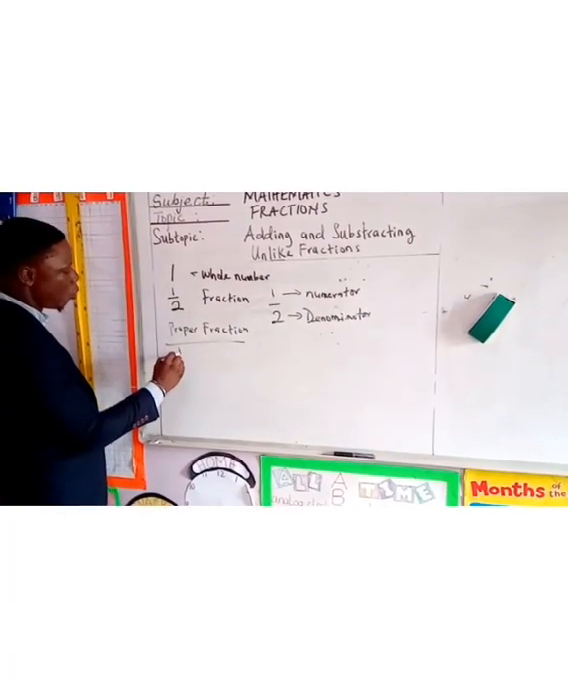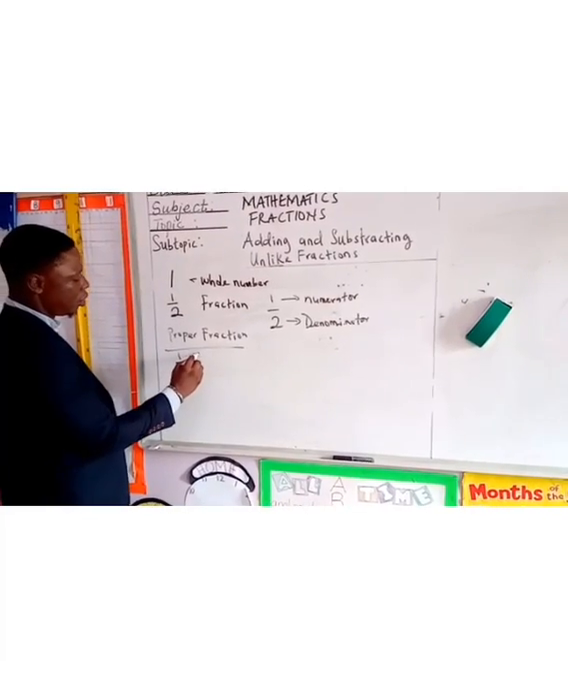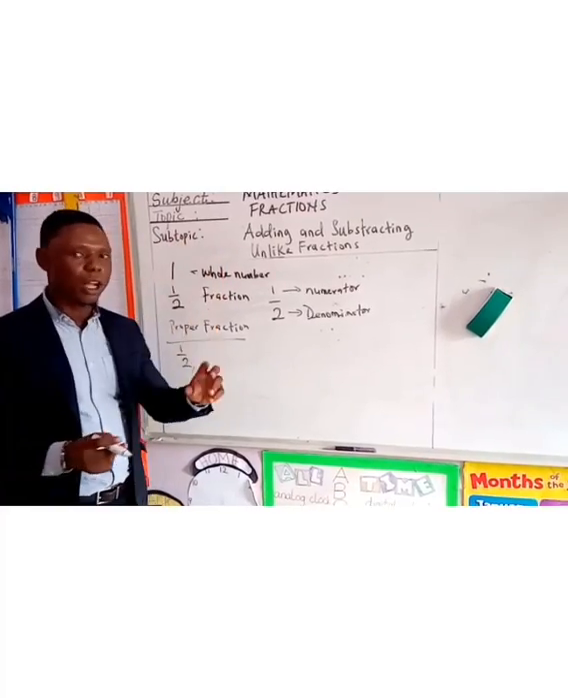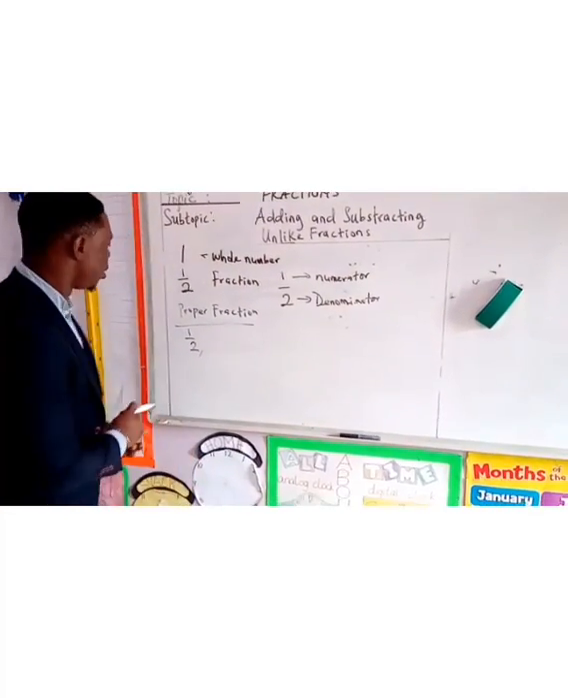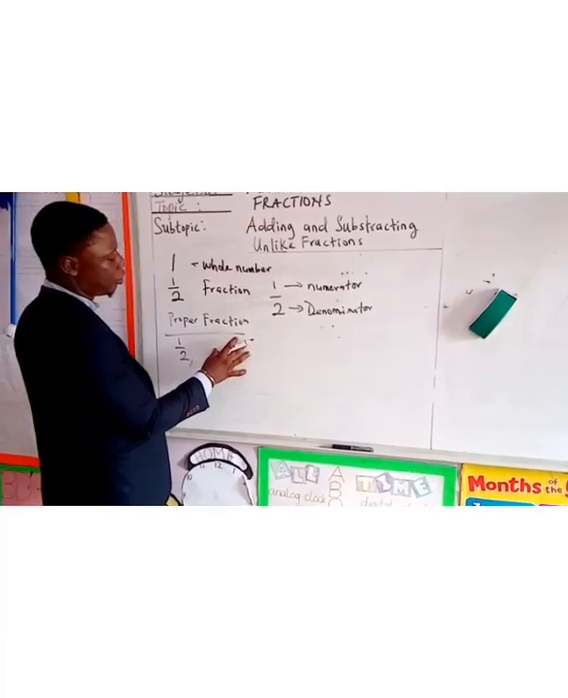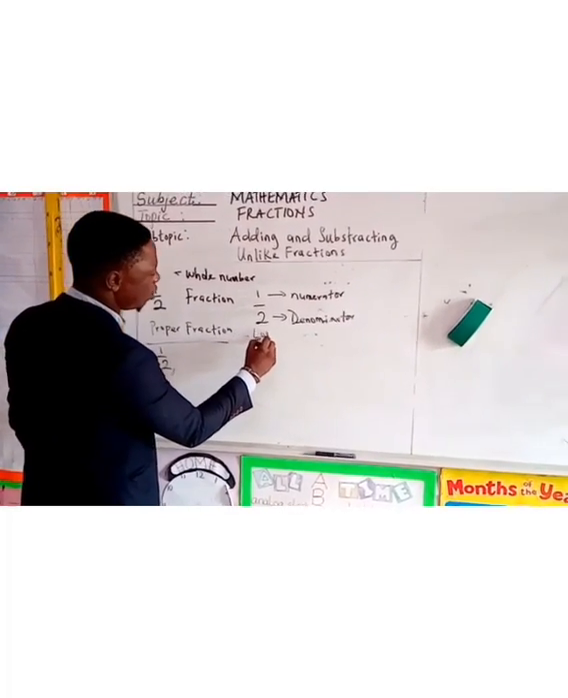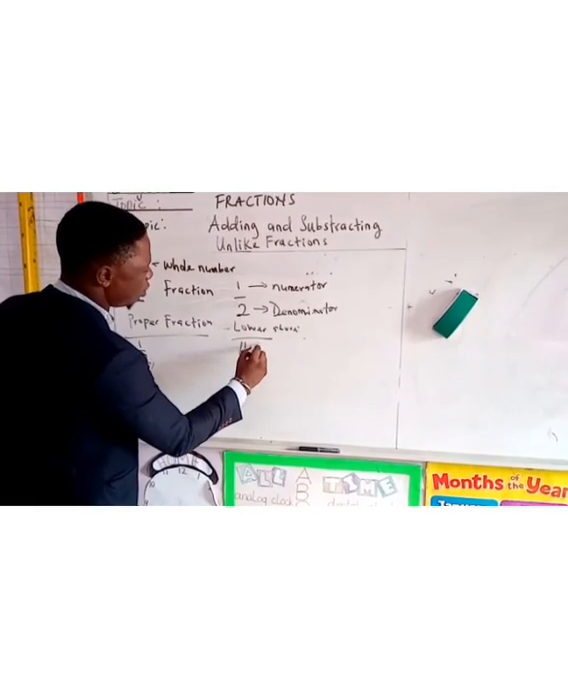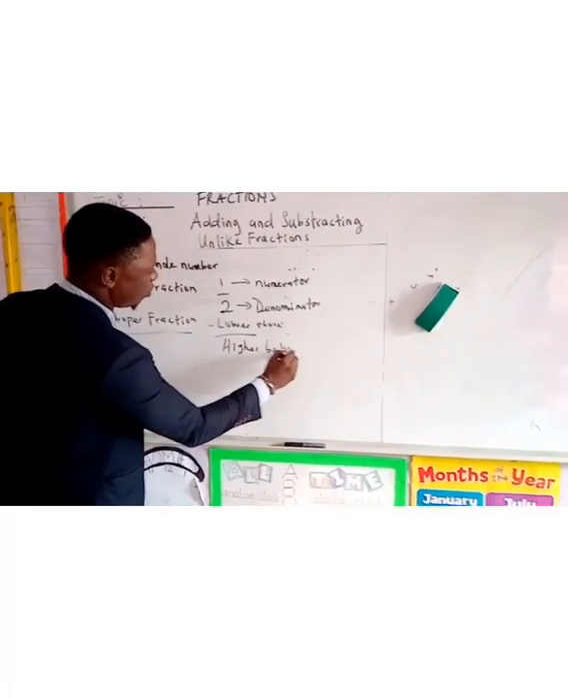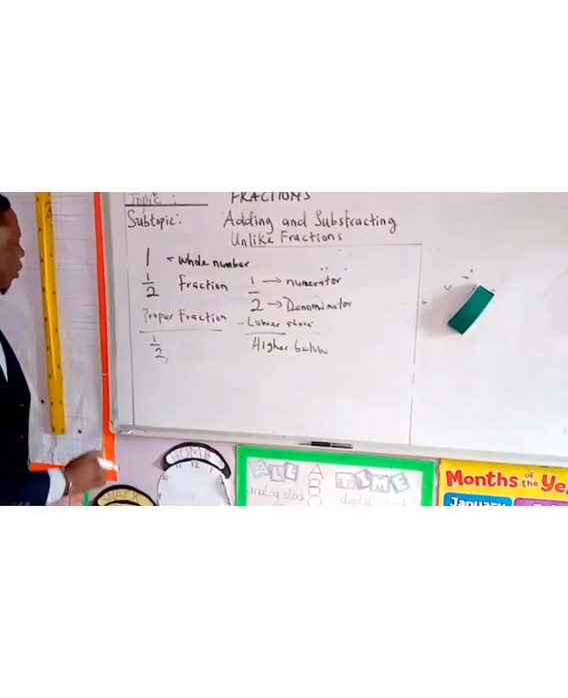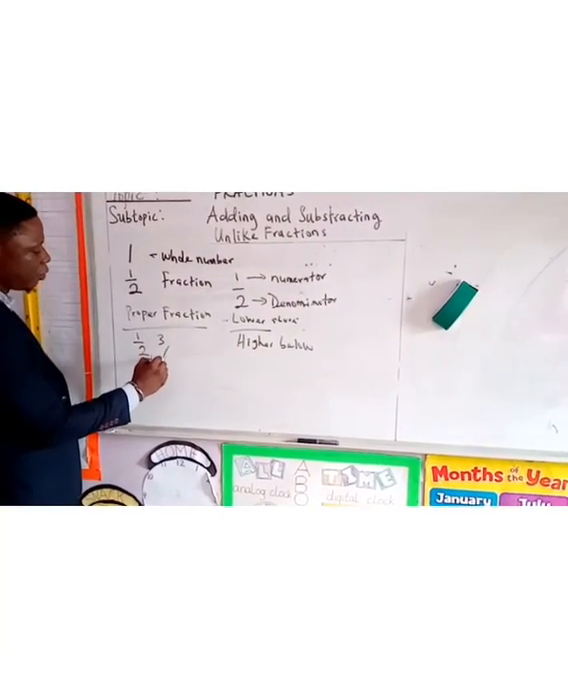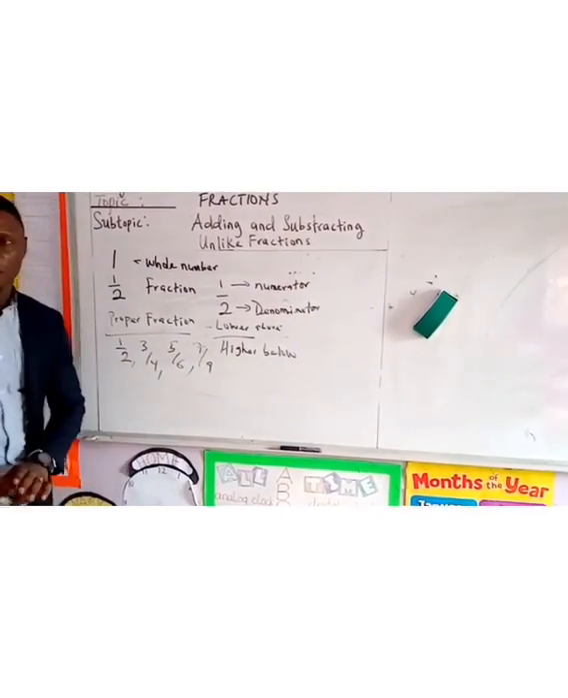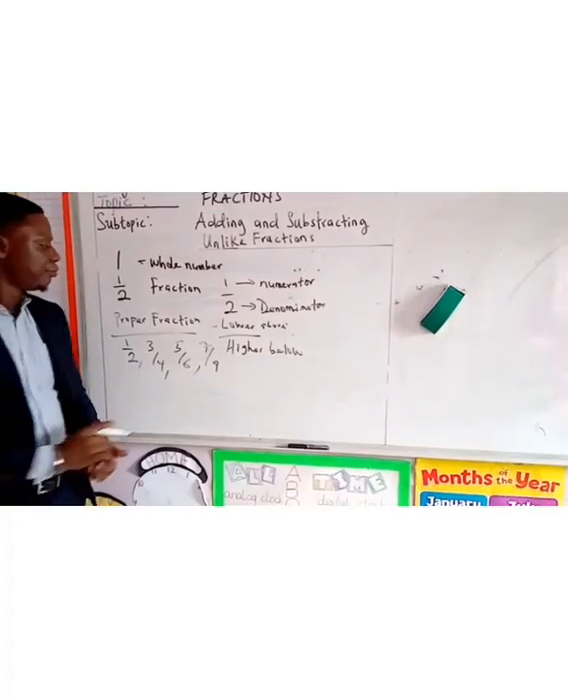Examples, we have 1 over 2. Why do we call it a proper fraction? It means the lower number is always above, while the higher one is below. That's why we call it a proper fraction. We have 1 over 2, we have 3 over 4, we have 5 over 6, we have 7 over 9. These are what we call proper fractions.